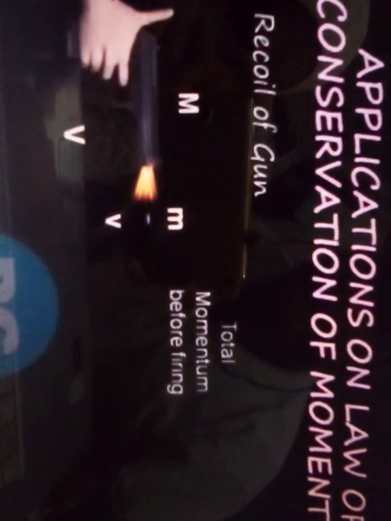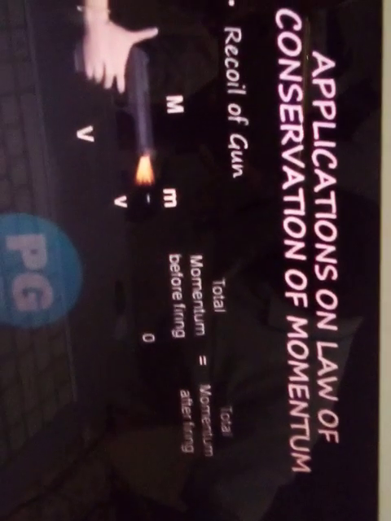Here, the mass of the gun is denoted by capital M, and the mass of the bullet is denoted by small m. As the gun is fired, the bullet moves forward with velocity of small v. As a result, the gun recoils back with velocity capital V. Now, according to the law of conservation of momentum, the total momentum before firing is equal to the total momentum after firing. That is, the initial momentum is equal to the final momentum.